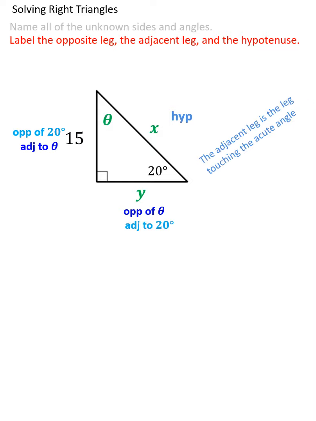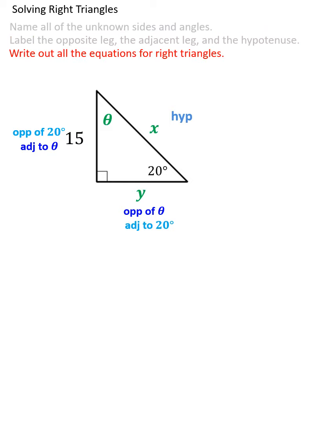In a similar fashion, if the adjacent is the leg that is involved or touching the angle, then both legs are adjacent. The 15 is adjacent to the theta, and the y is adjacent to the 20. So when you label your sides, you really have two opposites and two adjacents because those two leg names refer to being opposite or adjacent to a particular acute angle. And the acute angles here are theta and 20. Acute, by the way, meaning less than 90.